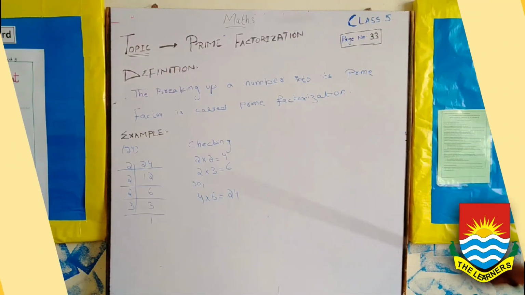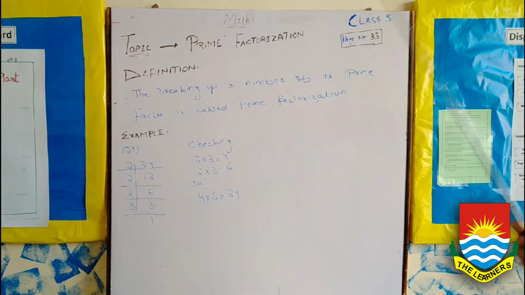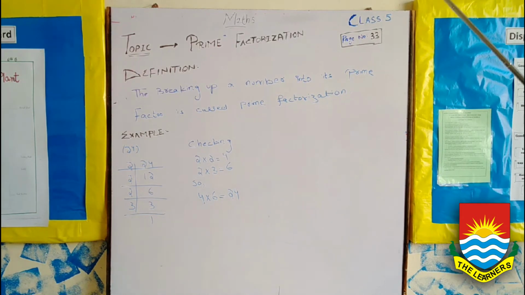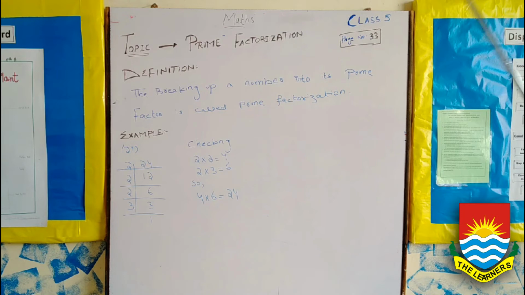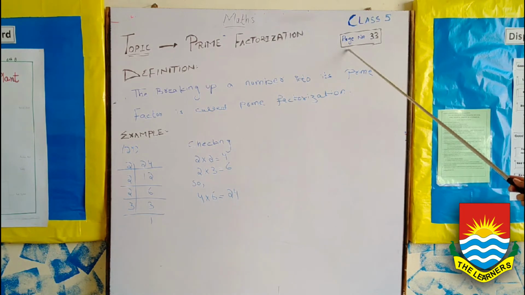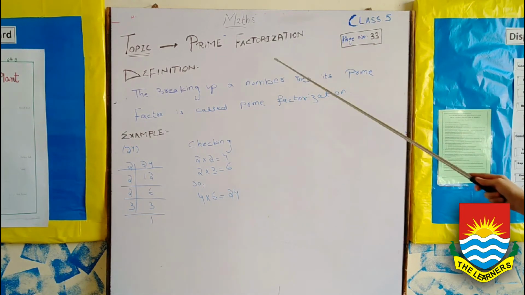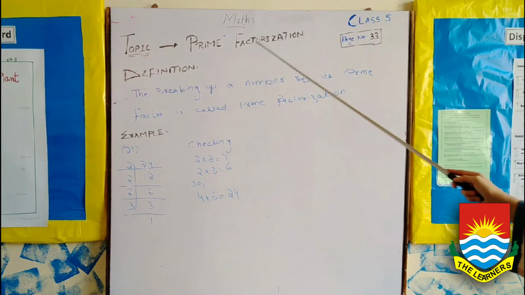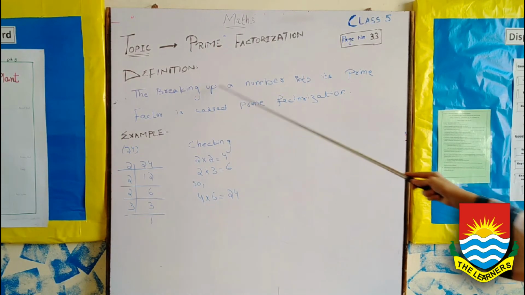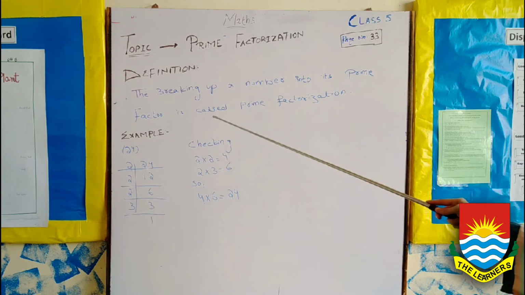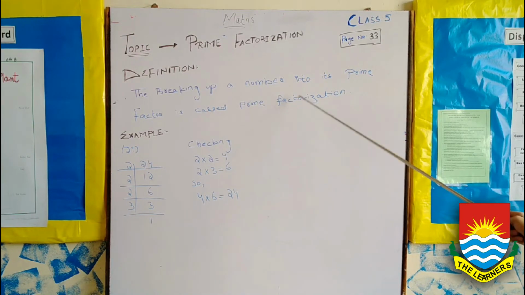Next topic is prime factorization. This is a very important topic. What is prime factorization? This is on page number 33. Definition: the breaking of a number into its prime factors is called prime factorization.